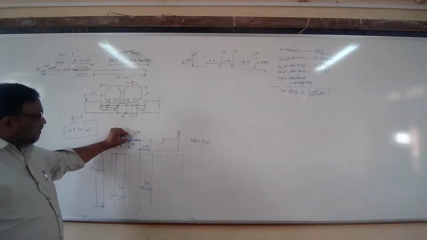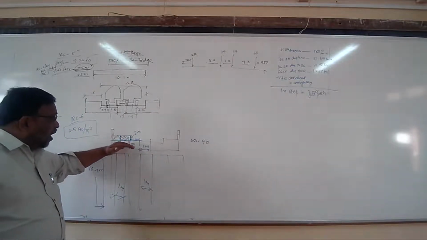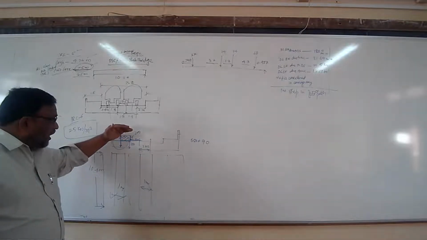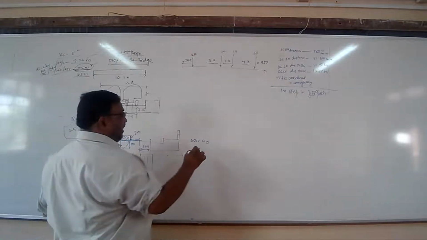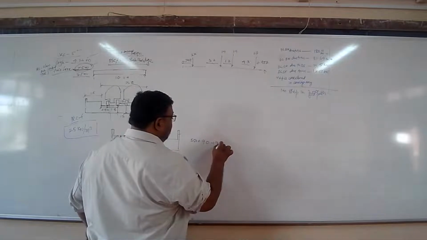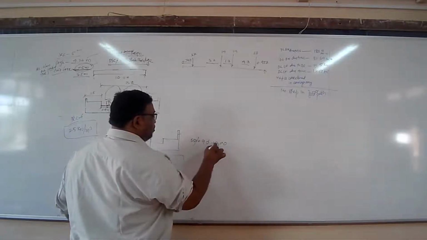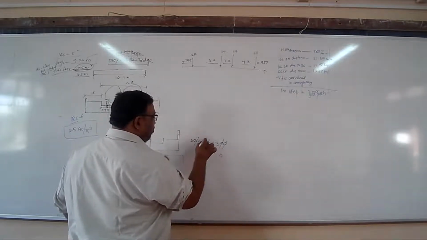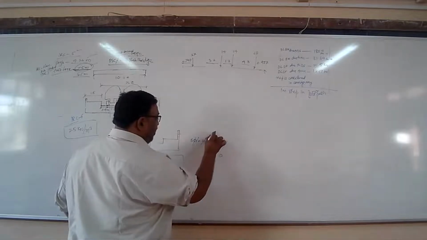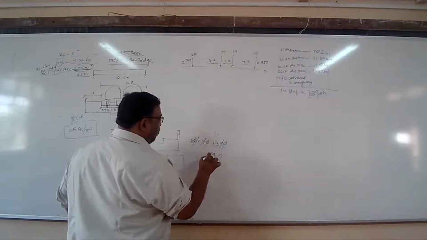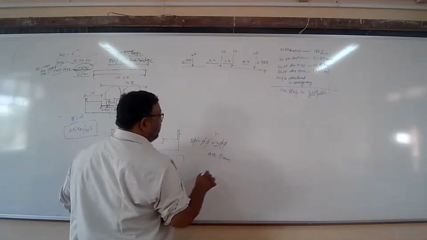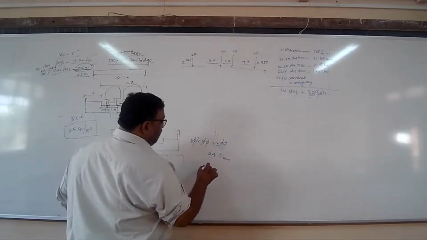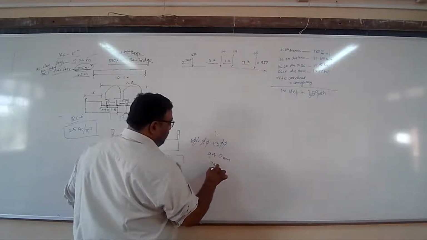So this 300 mm is the depth of the curb above the bearing pad. So that plus 300, how much will it be? If we add 300, it will be 940 mm. This means the overall depth will be equal to 0.94 meter.